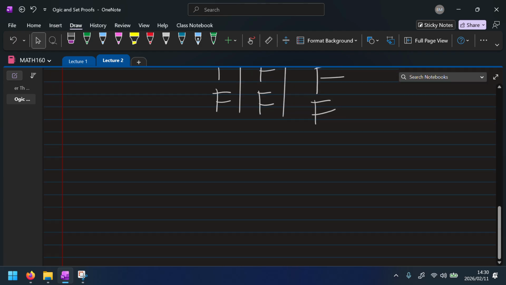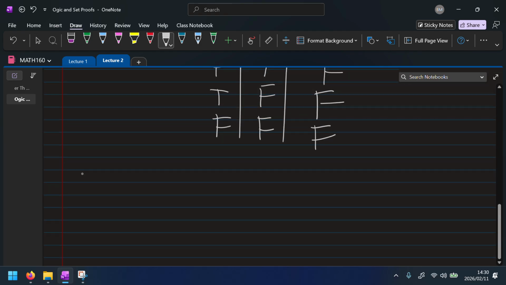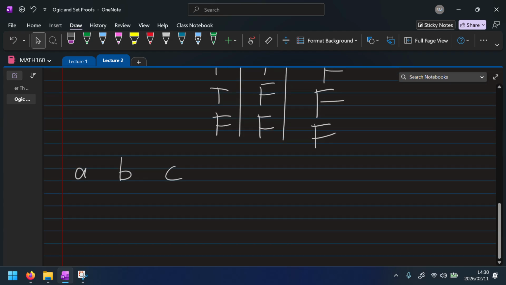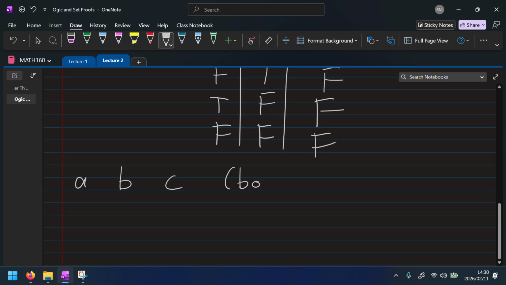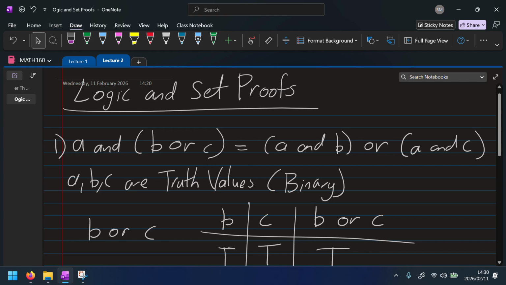So what we are going to do is set up a very big truth table. For the first part, this left-hand side, we need A, B, and we need C. We need all of this. Those are all the variables we're working with. Now we need B or C, we need that combination. So we're going to put that in our table. And then finally, we need A and B or C. That's going to be the last part of our table.